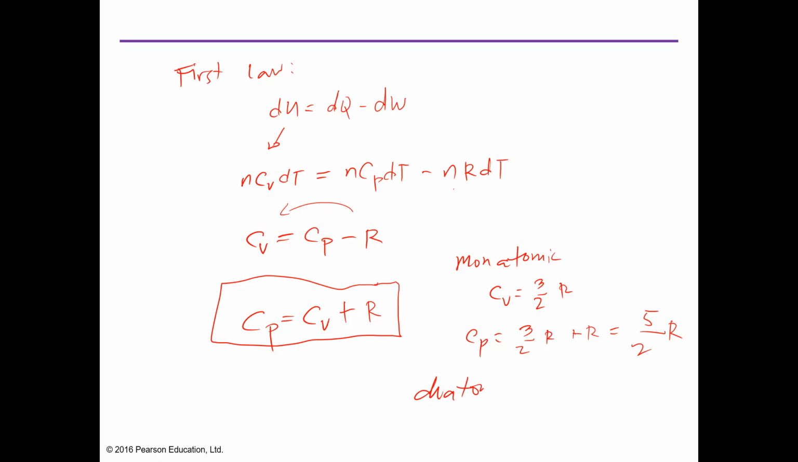For diatomic, Cv is equal to 5 halves R. Adding R, we get Cp equal to 7 halves R. So that is why we get Cp as 5 halves R for monatomic and 7 halves R for diatomic. Okay? So we have derived Cp for monatomic and diatomic. We have to take note of the relationship between Cp and Cv: Cp is equal to Cv plus R.